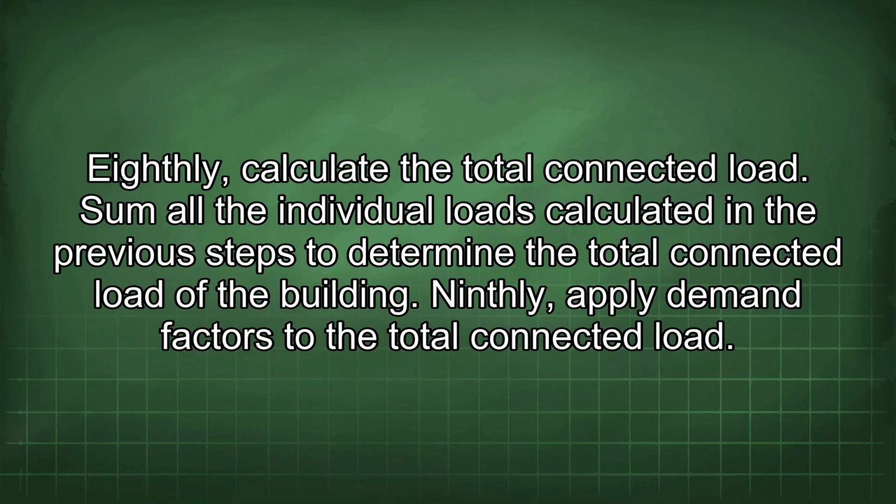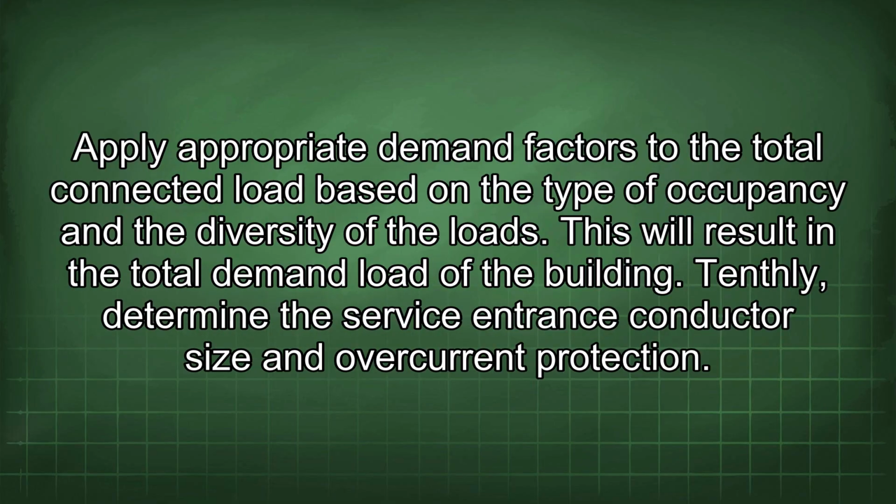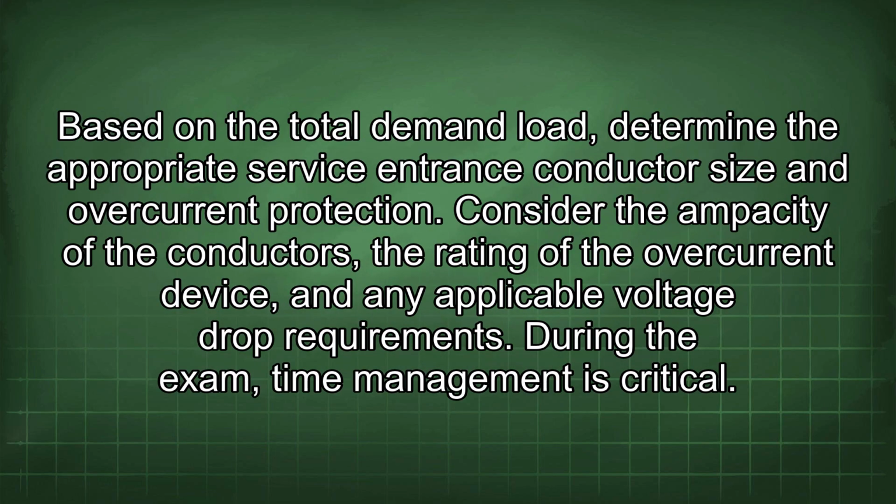Ninthly, apply demand factors to the total connected load. Apply appropriate demand factors to the total connected load based on the type of occupancy and the diversity of the loads. This will result in the total demand load of the building. Tenthly, determine the service entrance conductor size and overcurrent protection. Based on the total demand load, determine the appropriate service entrance conductor size and overcurrent protection. Consider the ampacity of the conductors, the rating of the overcurrent device, and any applicable voltage drop requirements.